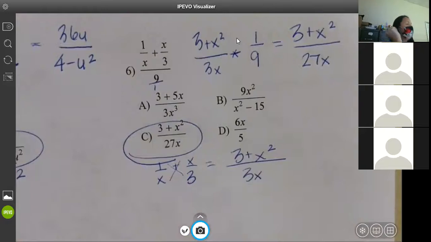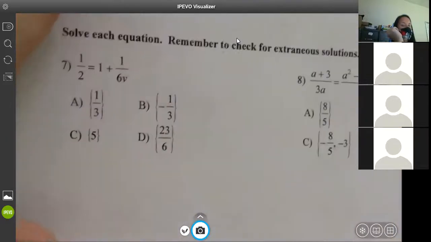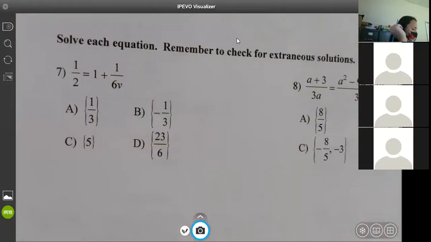All right, 7, 8, 9, and 10 are all solving. Remember, we found a common denominator, then we ignore the denominators, and we just solve the problem. Check for those extraneous solutions. All right, so what would your common denominator be?